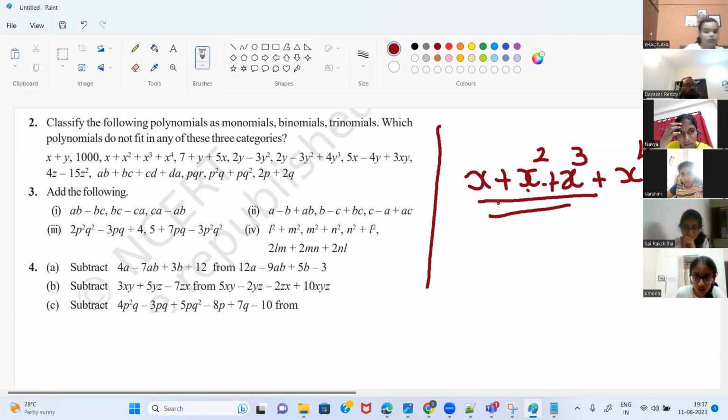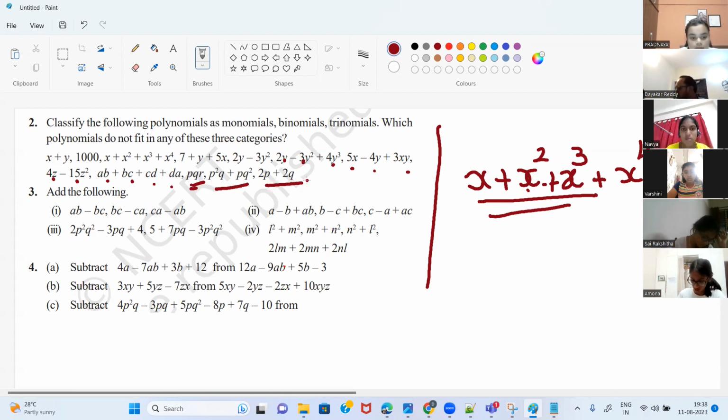Next problem. These problems are also homework. It's easy. See, this is 1, 2, 3. What does three terms mean? Trinomial. What about this? 1, 2, 3, trinomial. 1, 2, binomial. 1, 2, 3, 4, polynomial. Monomial. Binomial. Okay?